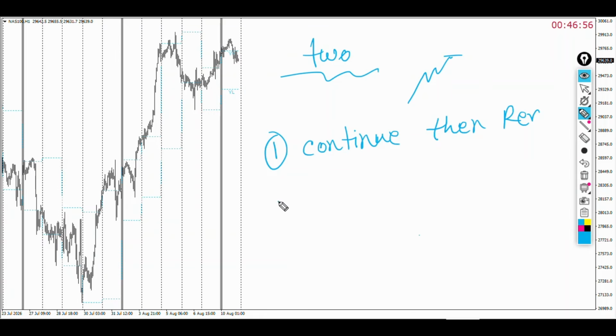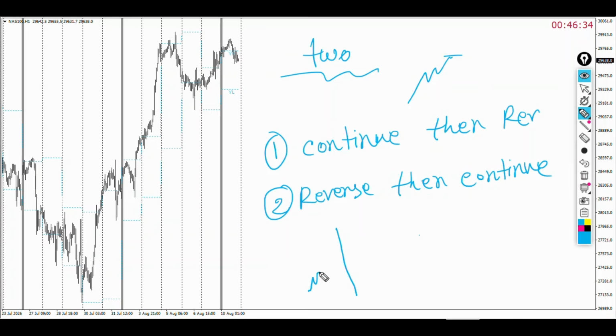The second thing we may get from the CIB is that it may reverse first, then it may continue in the direction. So this is one of the examples. Let's say this is our CIB, close in breakout. Now after the CIB, next day it drops or reverses. Our trend was going upward, next day it reverses in a session or two sessions, then it continues with the trend. That's how you may get these two things on the CIB.